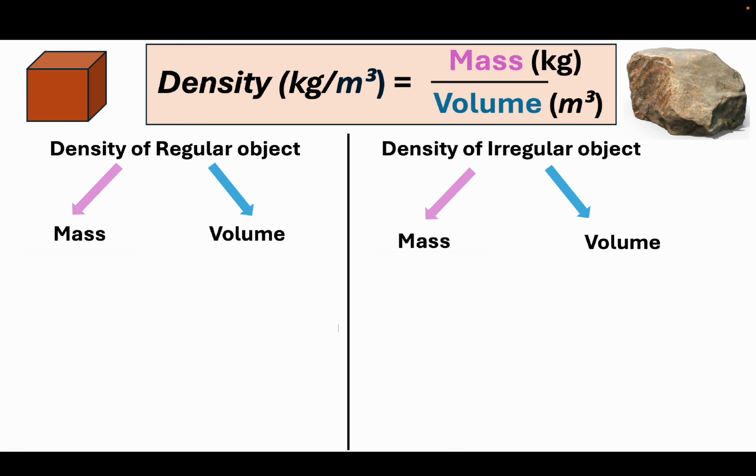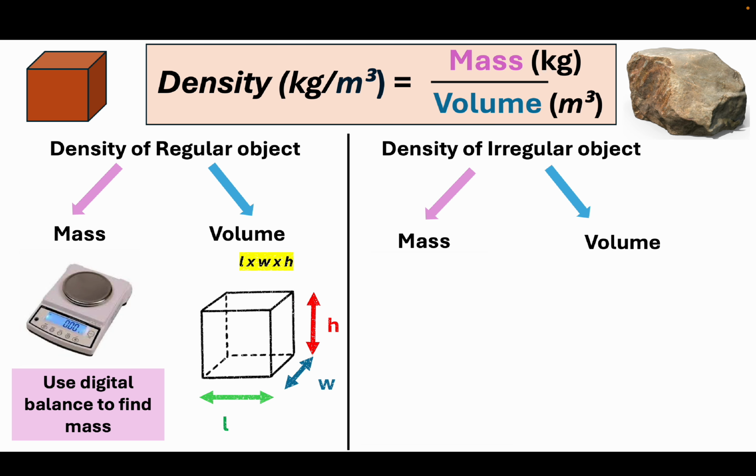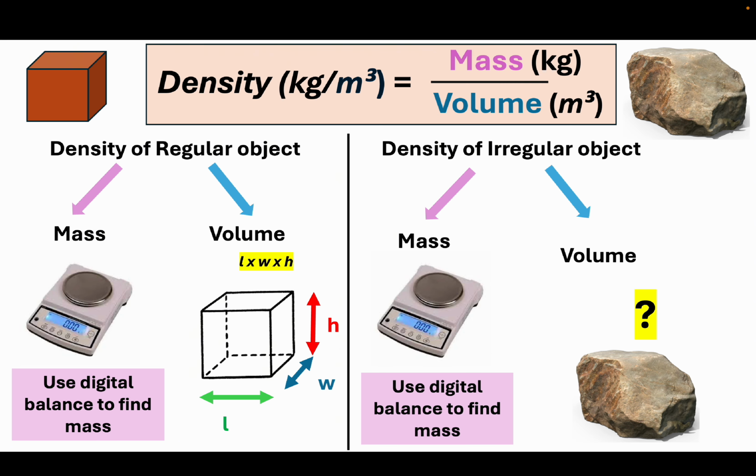When it comes to a regular object, for example, like a cube, the way we find the mass is simply put it onto a digital balance and it will tell you the mass in grams. So make sure you convert to kilogram. The question is, how do we find the volume? How we find the volume of a regular object is by simply calculating the length multiplied by the width multiplied by the height. When it comes to an irregular object, you also calculate mass by using a digital balance.